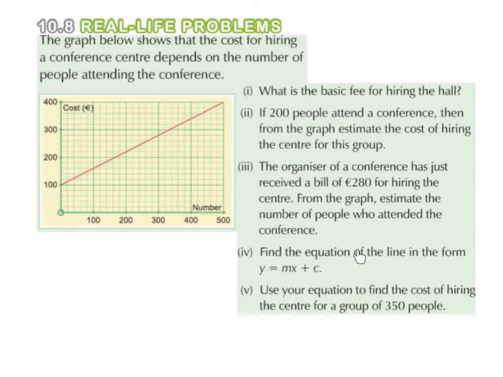Part 4. Find the equation of the line in the form of y equals mx plus c. So find the equation of this straight line. Part 5. Use your equation to find the cost of hiring the centre for a group of 350 people.